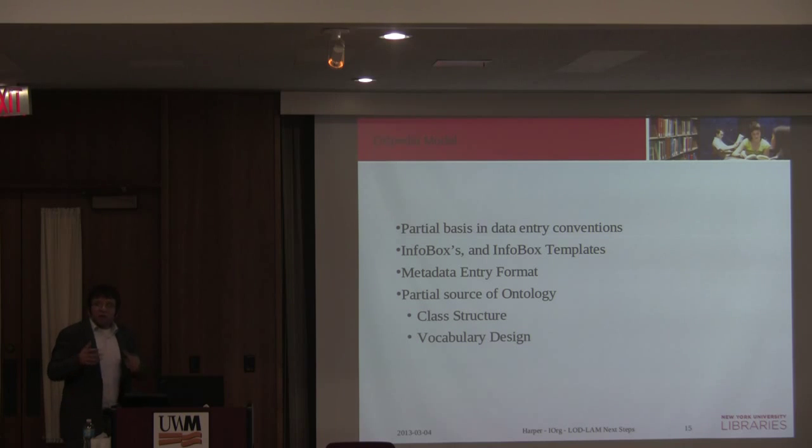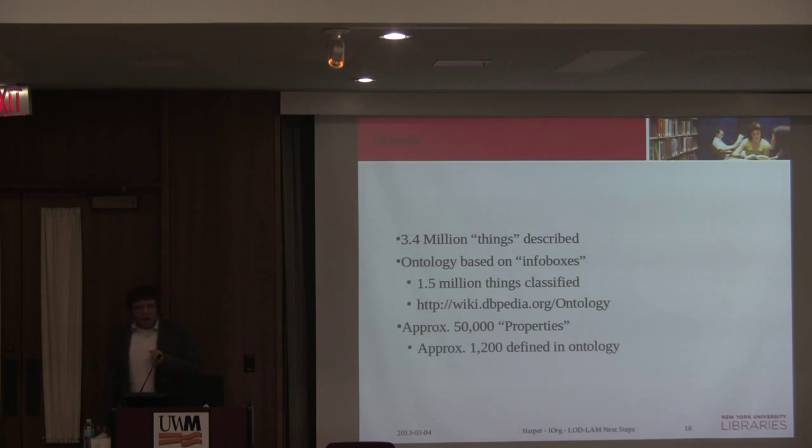They built out a view of the universe that was represented in Wikipedia based on what are called infobox templates, which I'll show you a couple of in a second. They're the convention used in Wikipedia for creating and editing articles. So essentially, you're taking the metadata entry format for the articles themselves and turning it into an ontology, building a structure of classes, types of things, and then building a metadata vocabulary that applies to those types of things. And in the process, they came up with 3.4 million kinds of things that were described in DBpedia.